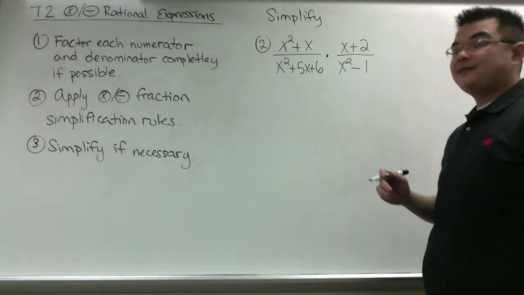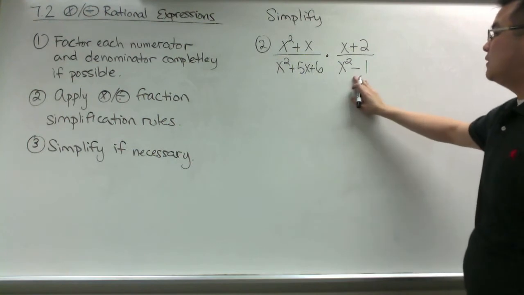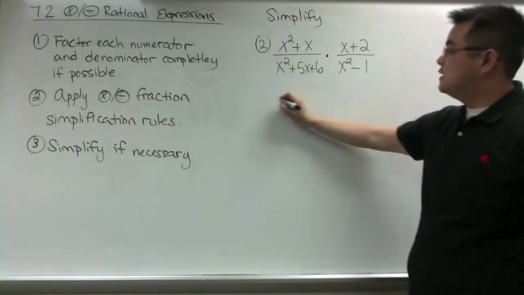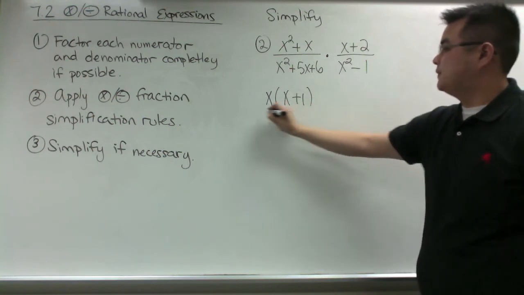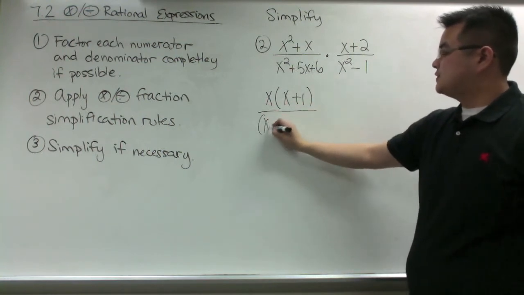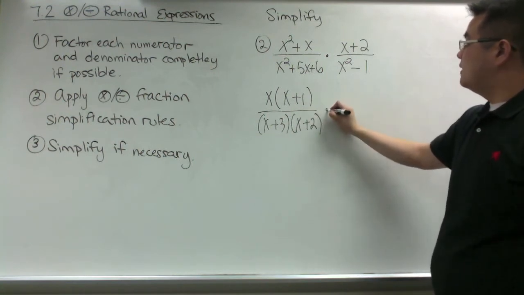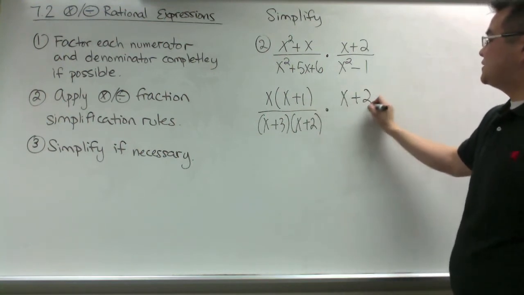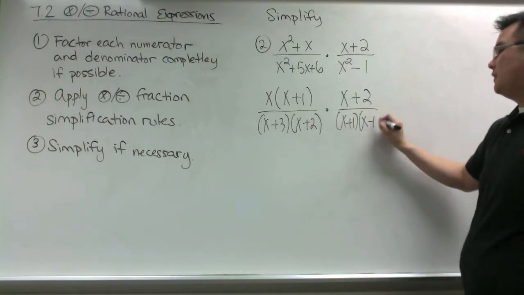In our next example, we need to factor the numerator and denominator for the first fraction, and then only the denominator for the second one. So I'm going to factor out the GCF, which is x. I'm left with x plus 1. Then the denominator factors to x plus 3, x plus 2. Then the second fraction is x plus 2 over x plus 1 and x minus 1.